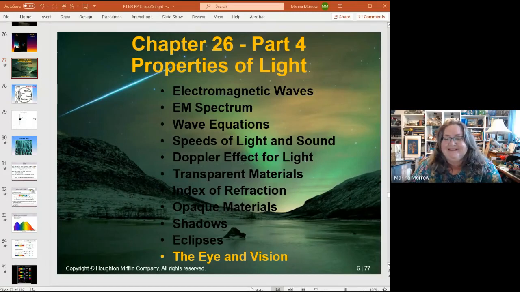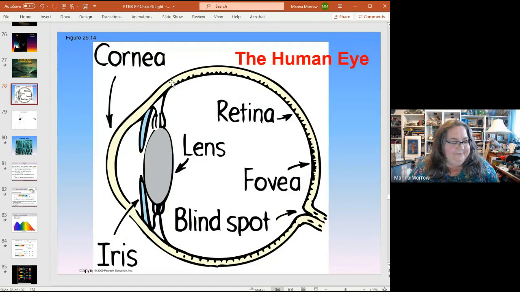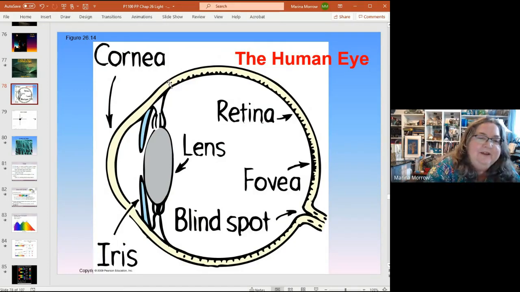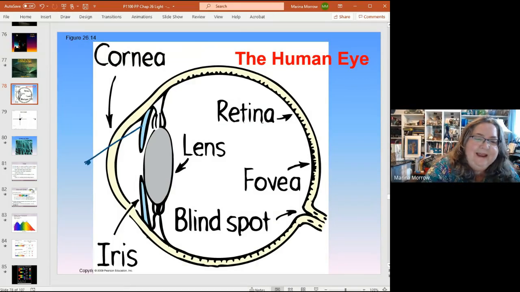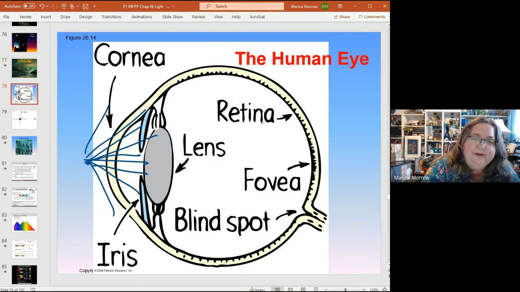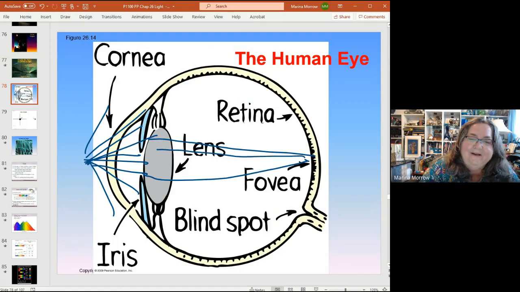Okay, in chapter 26, we're going to be looking at part 4, which is just the eye and our vision. We have a lens in our eyes that helps to focus light at the back of our eyeball. So we've got an object that we're looking at. Light is radiating out from this object in many directions. Some of it enters our eye and goes through our pupil, and then the lens helps to focus that light at the back of our eyeball.